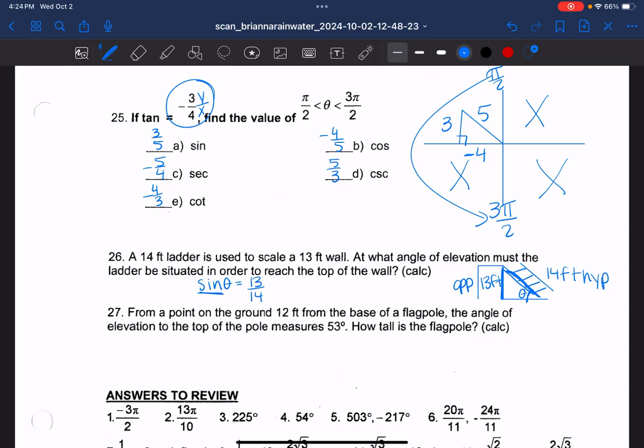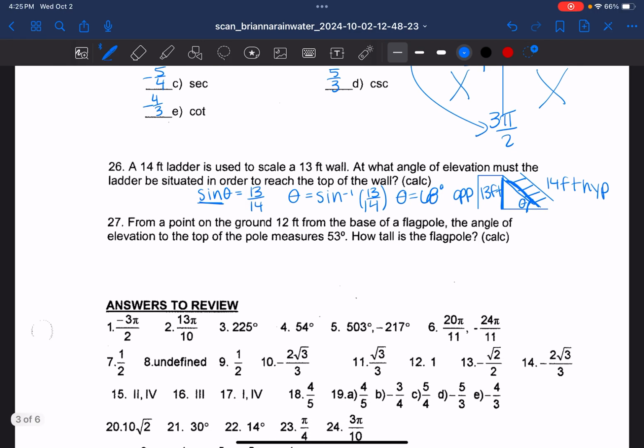Remember, to get rid of sine, we take sine's inverse. So I would take the inverse sine of our ratio 13 over 14 and put that in my calculator. Remember that you do need to make sure your calculator is set in degree mode before you type that in. So we've got inverse sine of 13 over 14, which is 68.21321, and so on. We typically round our angles to the nearest degree, so this would be 68 degrees.